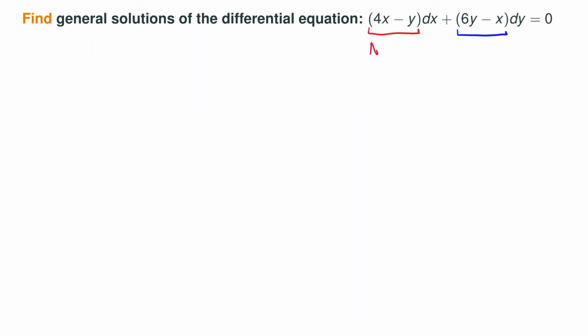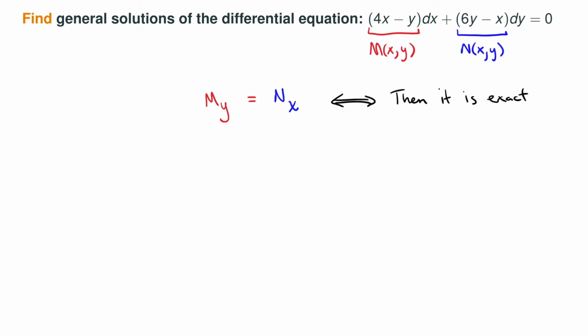To do that, we're going to take the coefficients, where this is our function M as a function of x and y, and we have N as a function of x and y. To verify if we're exact, we need to see if the partial derivative of M with respect to y is equal to the partial derivative of N with respect to x. If that's true, our equation is exact. So let's find the partial of M with respect to y. Our first term, 4x, doesn't involve y at all, so its derivative with respect to y is 0, minus the derivative of y, which is negative 1.